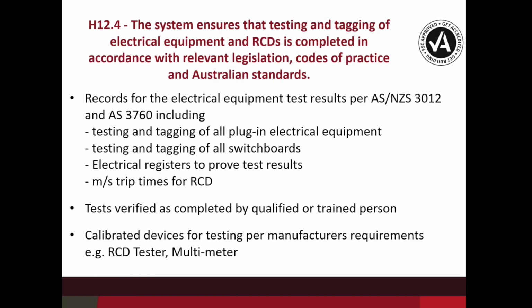When we get to 12.4, it talks about ensuring that testing and tagging of electrical equipment and RCDs is completed in accordance with the legislation, codes of practice and Australian standards. So typically we look to the table in AS 3012 for construction sites, which will talk specifically to the push button testing and the actual operation testing for RCDs. And it will also talk to the actual electrical equipment that we have on construction sites. It will talk about the frequency, the type of installation, etc.